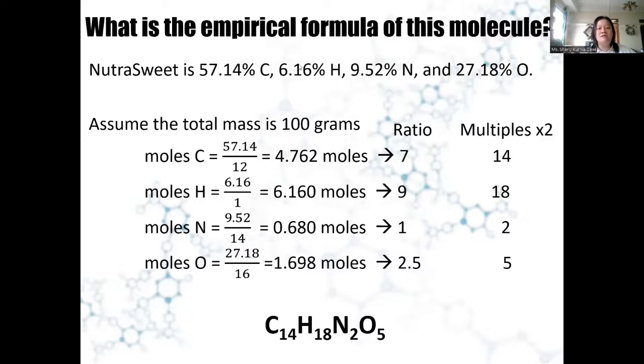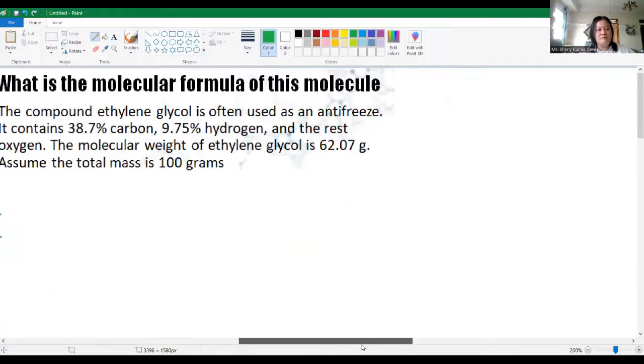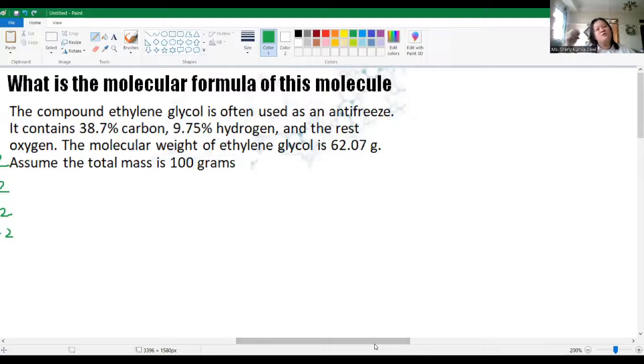How about the molecular formula? This is an example. What is the molecular formula of this molecule? The compound is ethylene glycol, often used as an antifreeze. It consists of 38.7% of carbon, 9.75% of hydrogen, and the rest is oxygen.